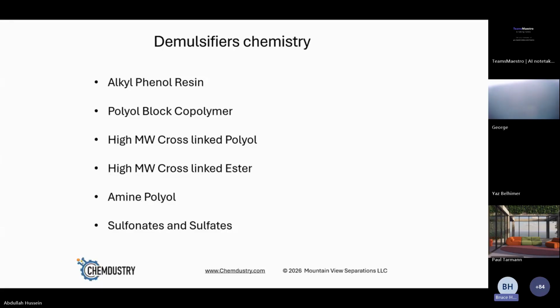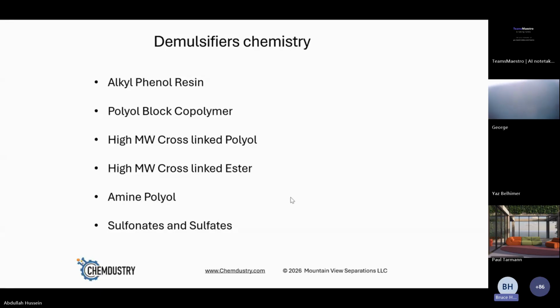And I forgot to tell you that polyol block copolymers are very good for interfacial problems, handling the interface and helping those collapse and cause fewer issues in the interface. Amine polyols are not as common, but they're used, and there are a few other chemistries out there like the imines and things like that.